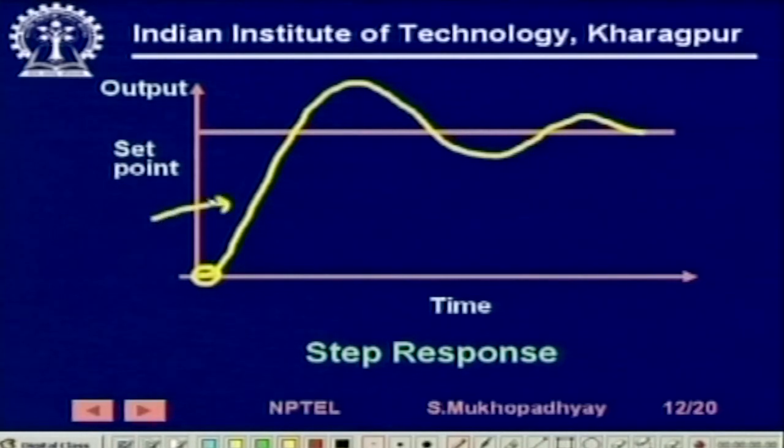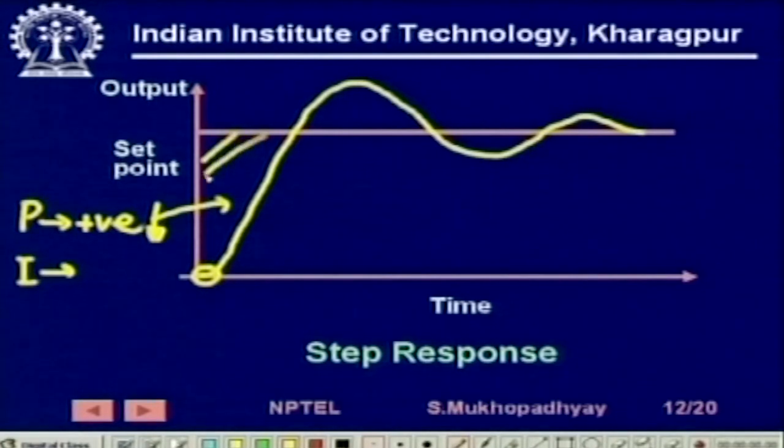During this phase, proportional is positive. Error is positive, so output is positive, but since the error is decreasing, the output is going down. So it's positive but going down. That is the output of the proportional controller. What does the integral controller do? The integral controller is also positive because it is integrating positive error, and it is increasing because this area is continuously increasing with time. So it is positive and going up, increasing, right.